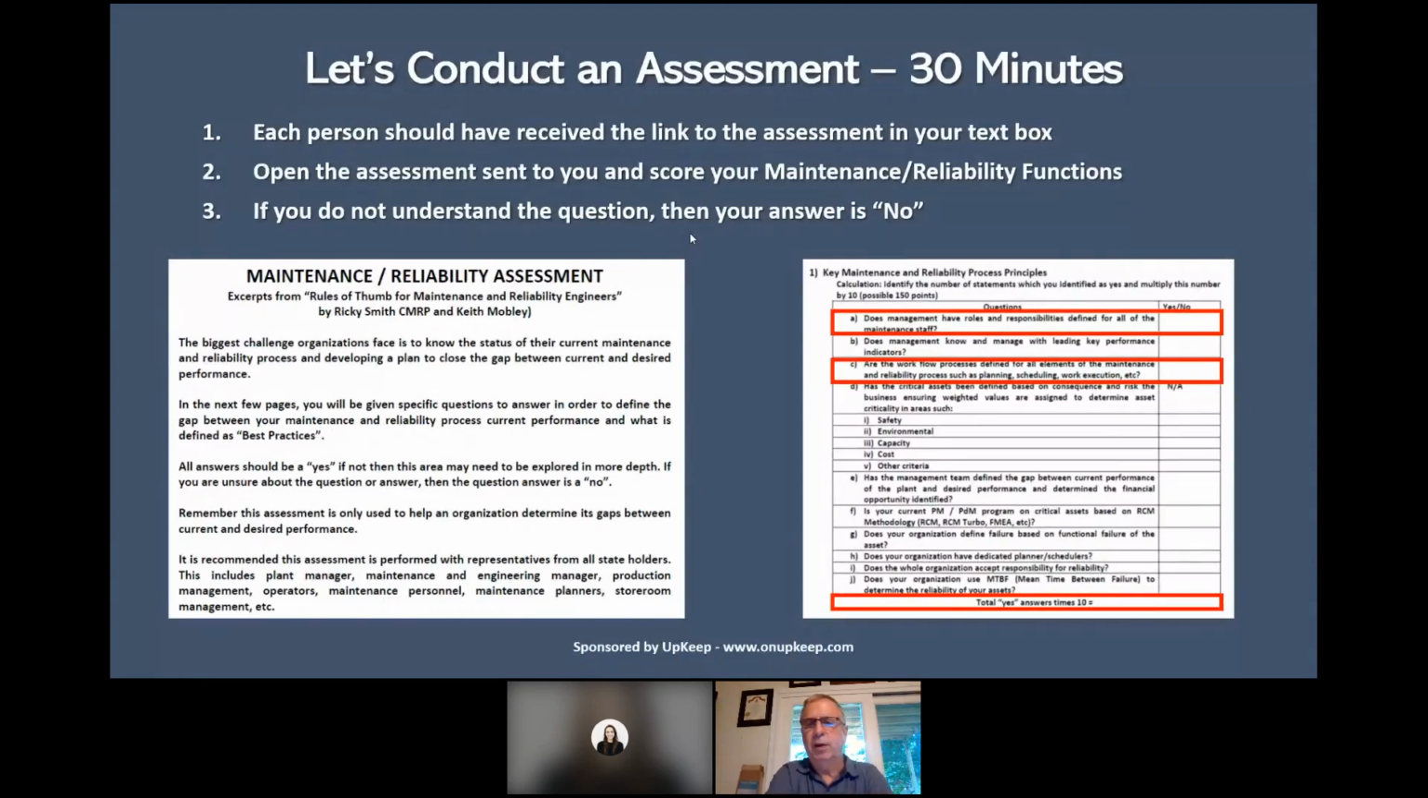Don't get in a rush. Remember when I said if you don't know the answer to the question, or you're unsure about it, or confused about the question, then the answer is no.